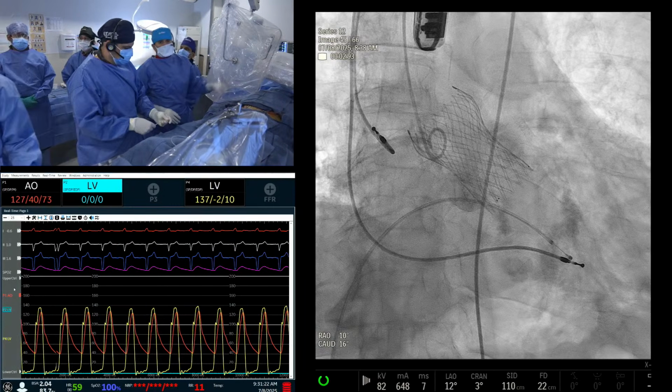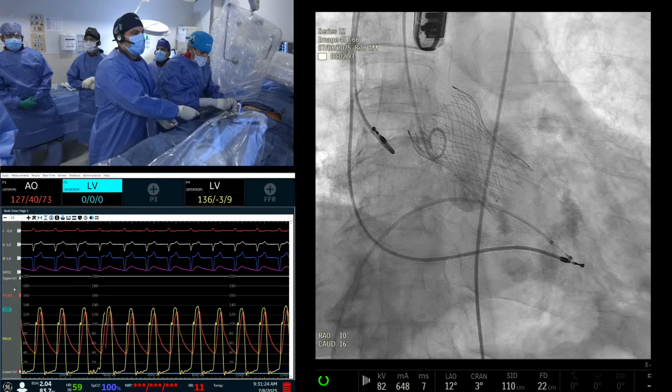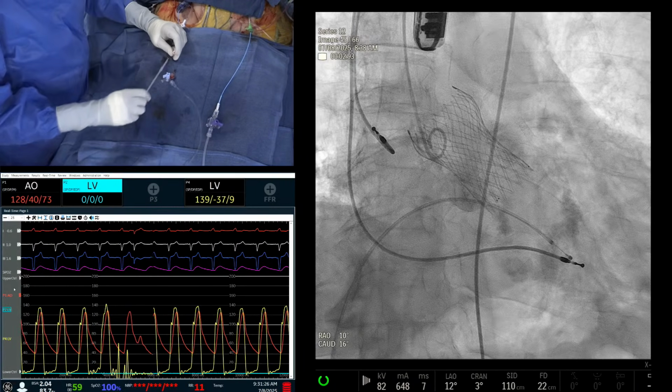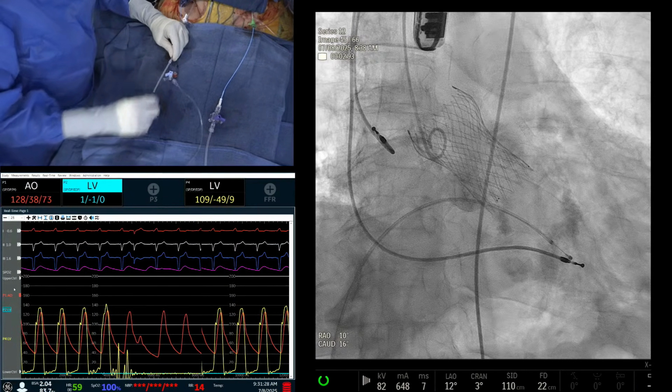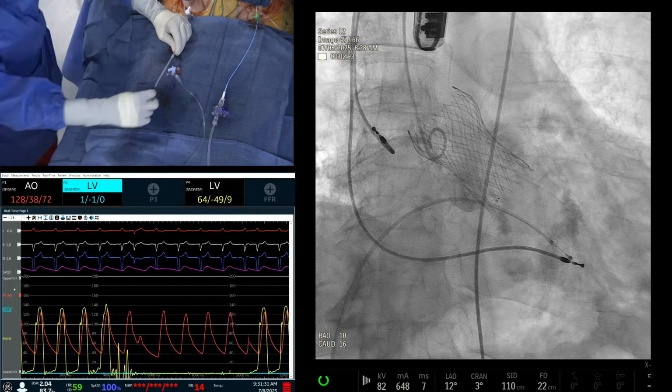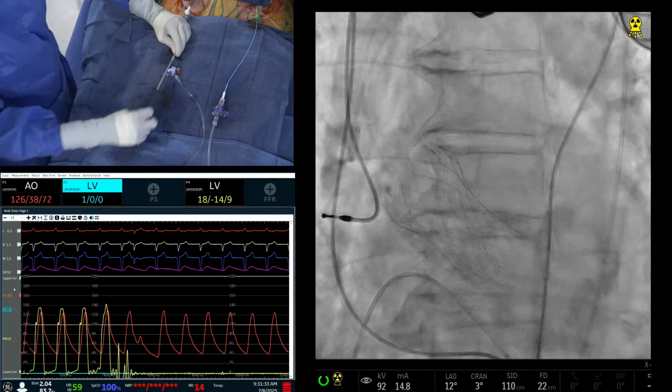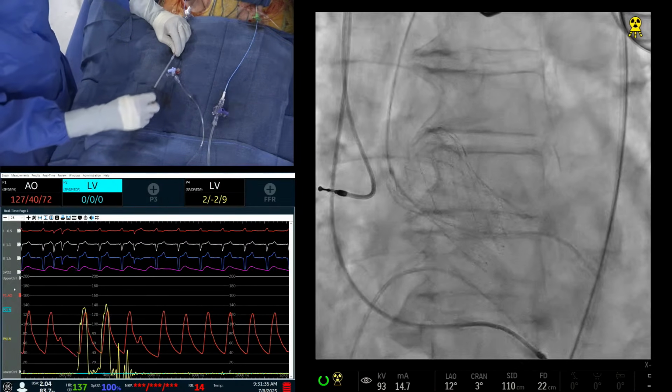Okay. And see that no gradient. You see the hemodynamic just 5 millimeter, what was on the echo. We knew, and valve area actually was 2 plus. 2.6. 2.6. So one question just came up from Dr.